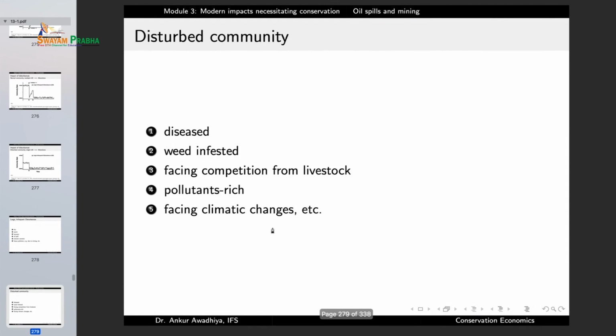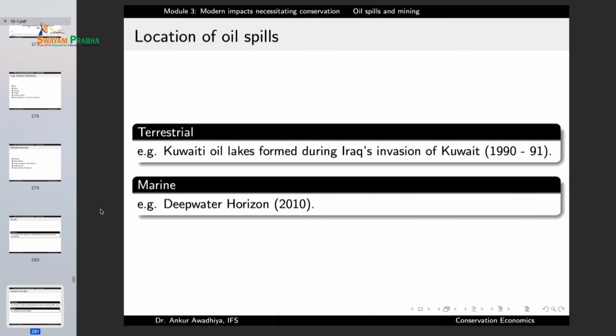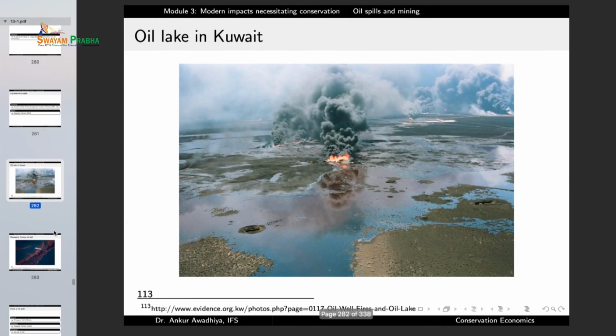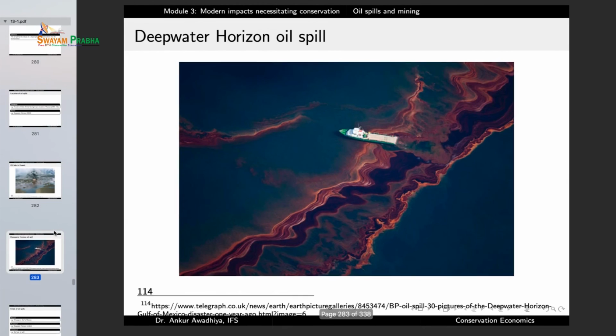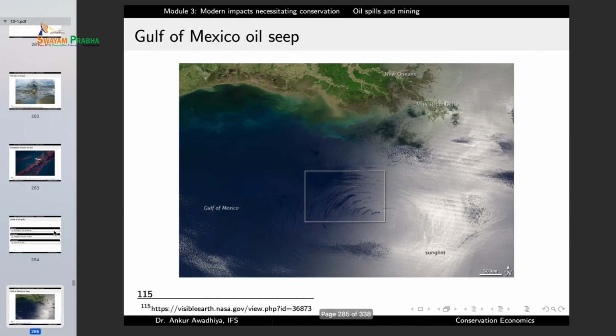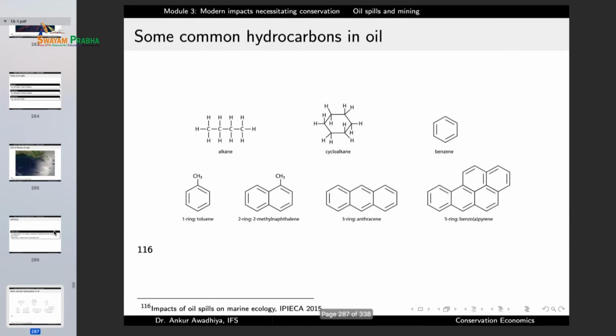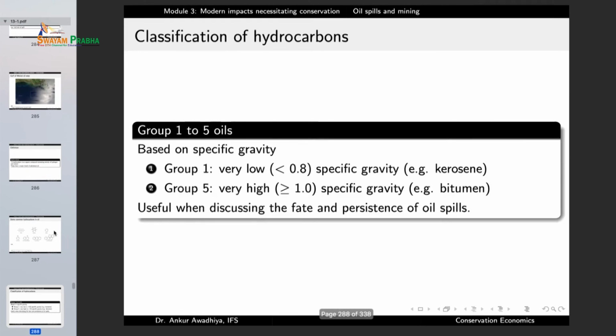And one example of this large infrequent disturbance is the oil spill, in which the liquid petroleum gets released into the environment. It can be released in the terrestrial domain, it can be released in the marine domain, that is in the aquatic areas. It can be due to a natural cause, an accidental cause, an intentional cause, and when that happens, the hydrocarbons get released.